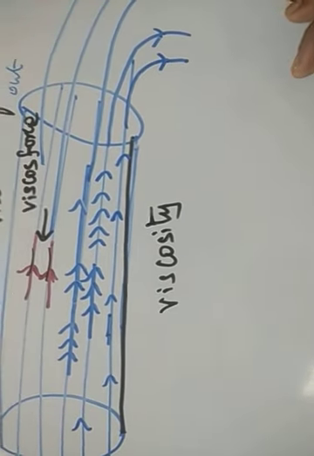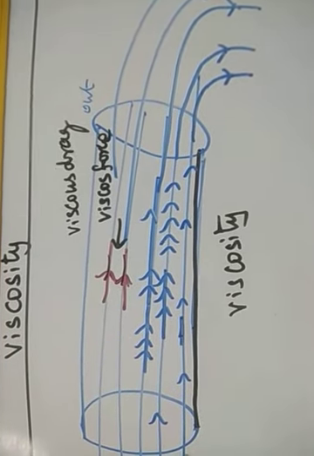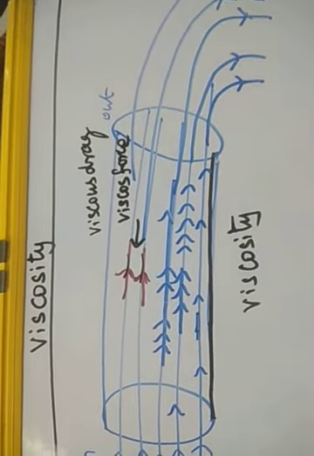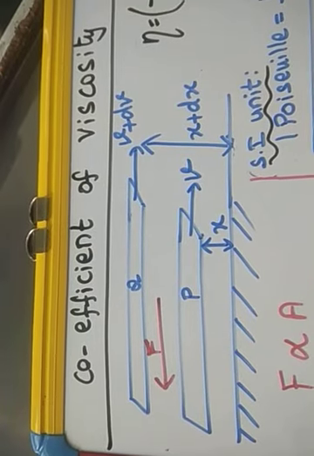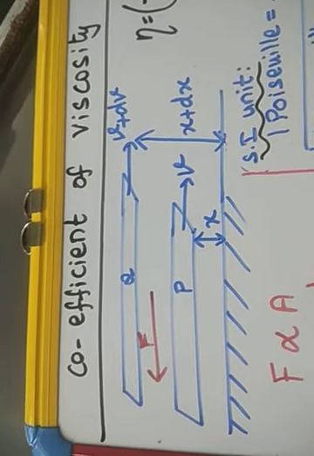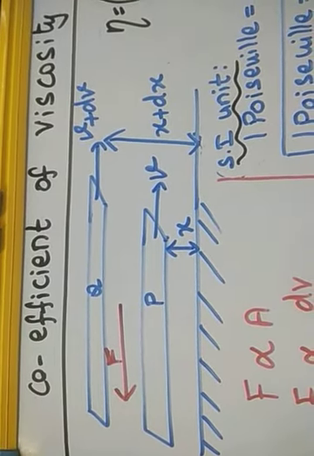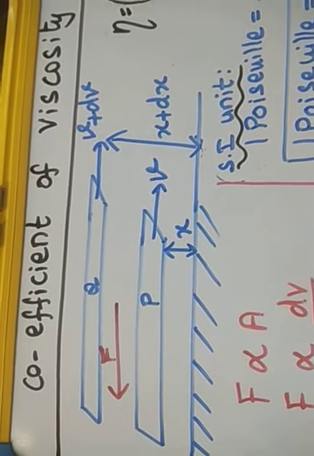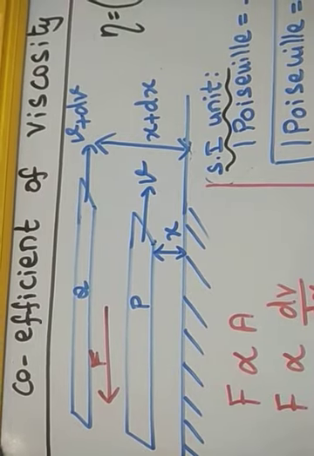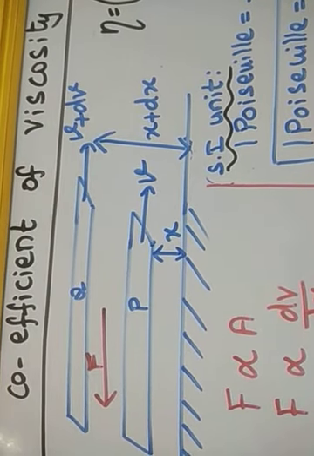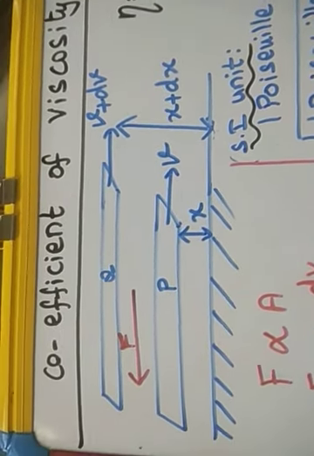Now the next topic is the coefficient of viscosity, and what factors the viscosity depends on. So what is the coefficient of viscosity? The coefficient of viscosity may be defined as the tangential viscous force required to maintain a unit velocity gradient between two parallel layers, each of unit area. Very simple, students.